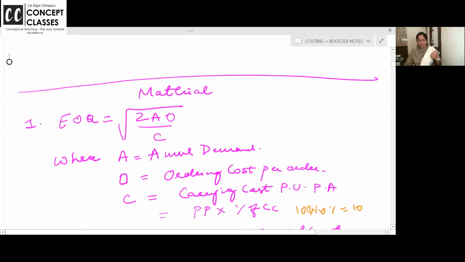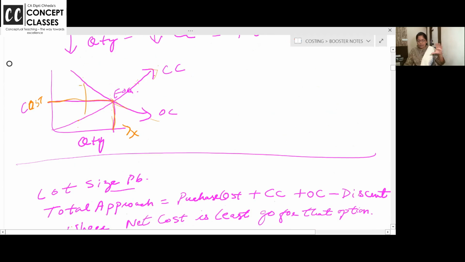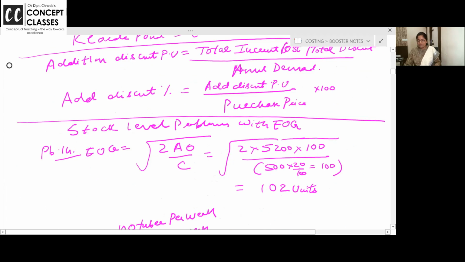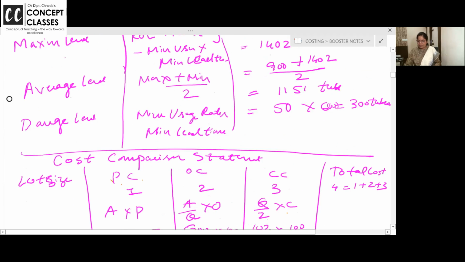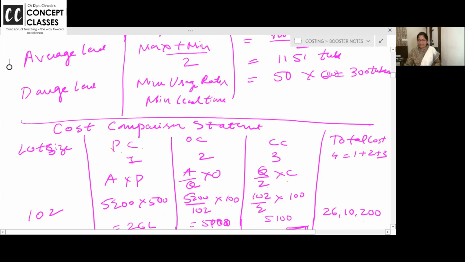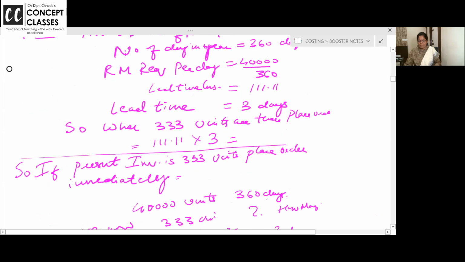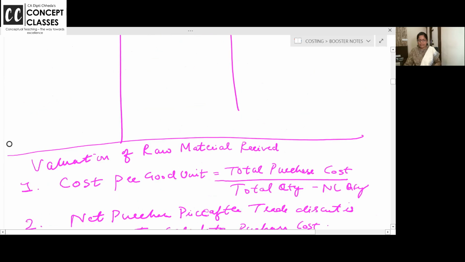EOQ is clear. Reorder levels I'll explain from that screen. And lot size problem I have showed you how to solve. Diagram is clear. Yeah. Under root 2AC, and this is how formulas they can ask you. Cost comparison statement. In lot size we have to take everything. Yeah. Write all the formula.